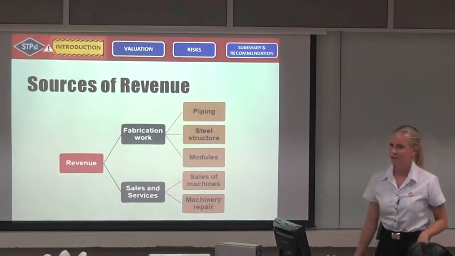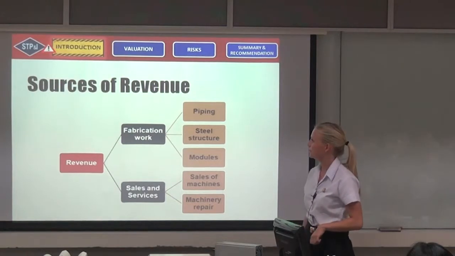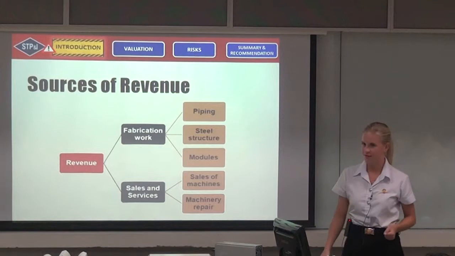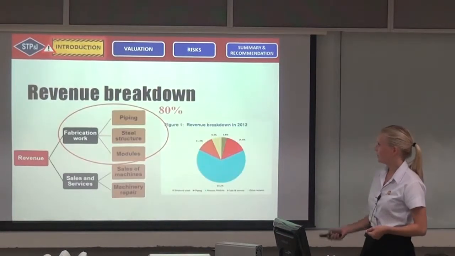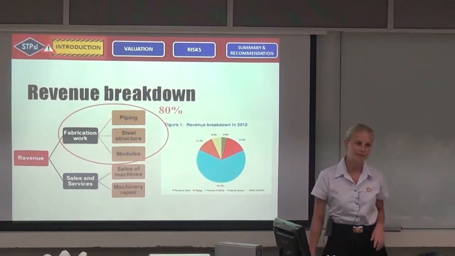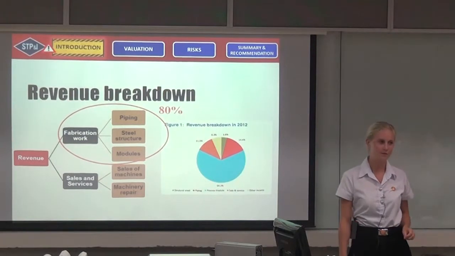So, firstly, we looked at the revenue specifically, and there are two main sources of revenue: fabrication work and sales and services. Now, looking at the revenue breakdown, you can see that fabrication work actually accounts for 80% of the total revenue, which makes it, of course, the main source of revenue.